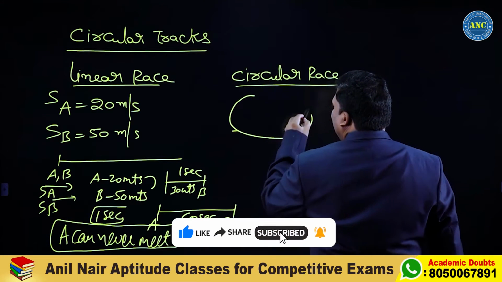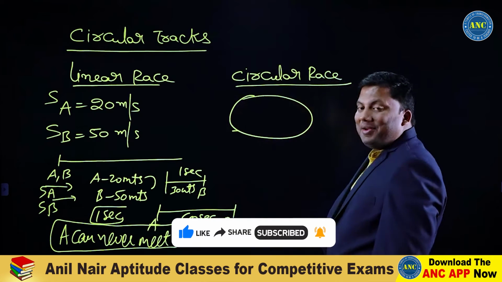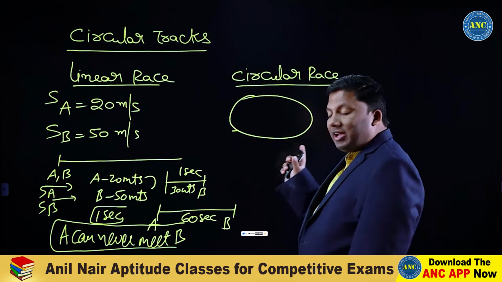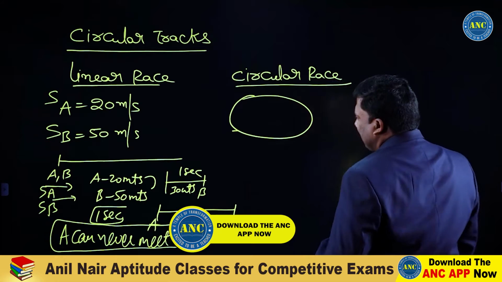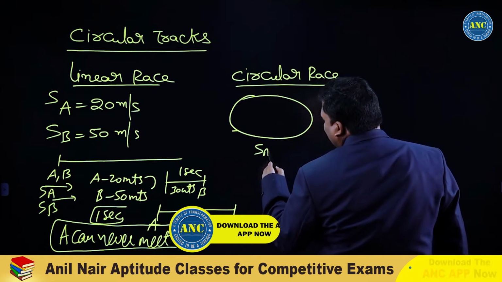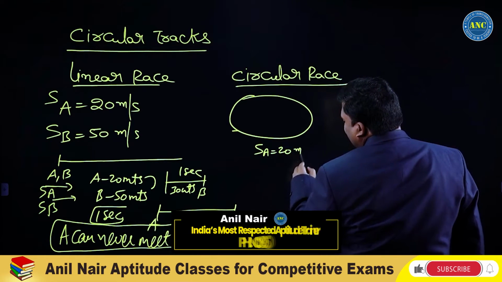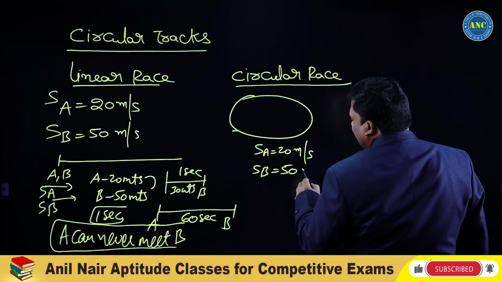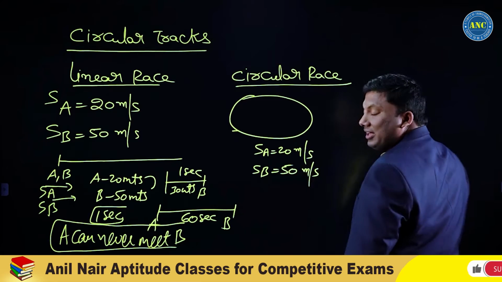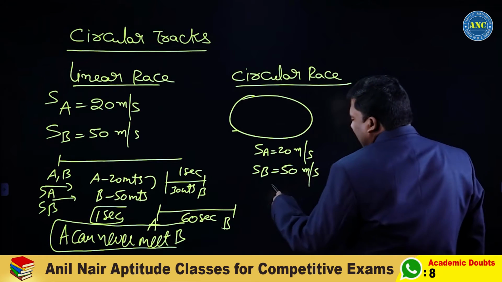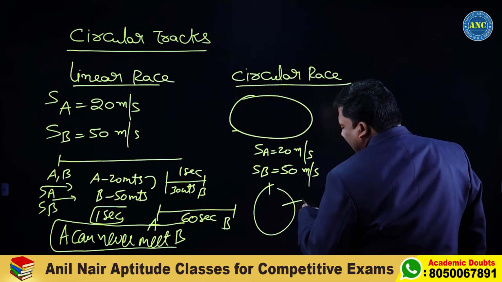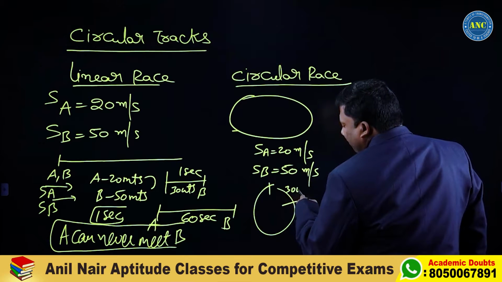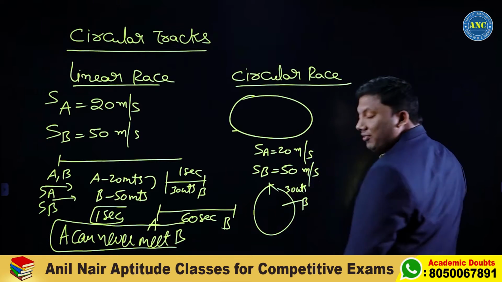That means where you started, it is forming a closed loop. In this case, the speed of A is 20 meters per second and the speed of B is 50 meters per second. That means after 1 second, B is at a lead of 30 meters over A. Are you all with me?